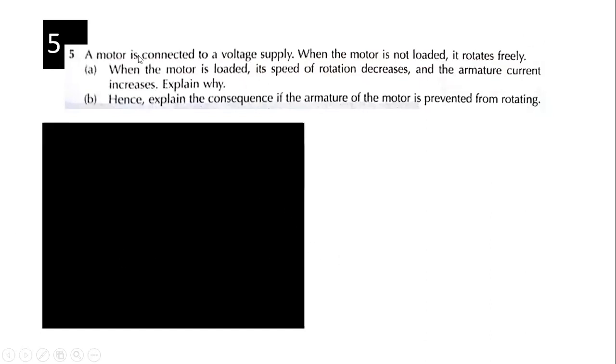Number 5. A motor is connected to a voltage supply. When the motor is not loaded, it rotates freely. When the motor is loaded, its speed of rotation decreases and the armature current increases. Explain why. Okay, how to explain?